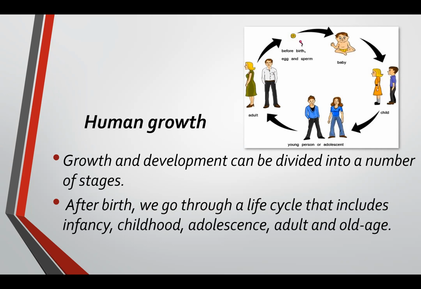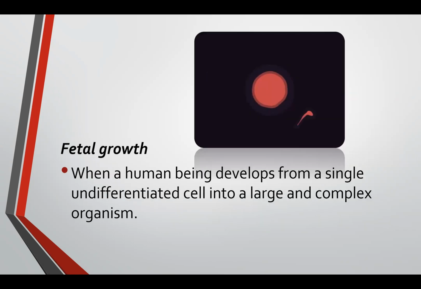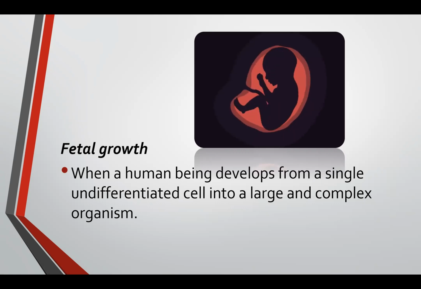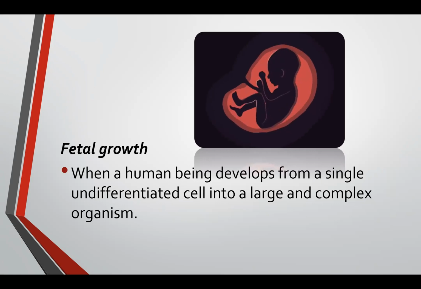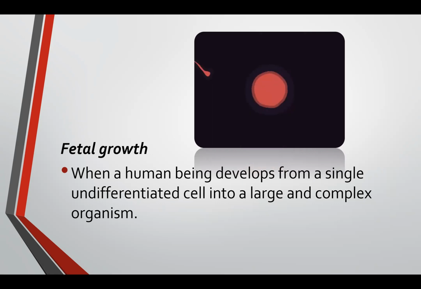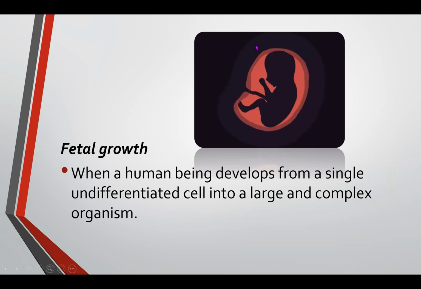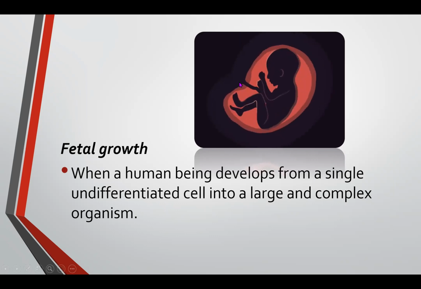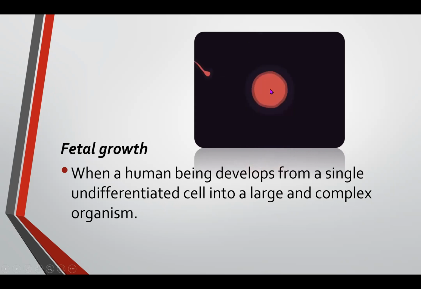Okay, human growth. The first one is on page 10, students, page 10. When the sperm cells and the egg cells are combined, they form a zygote or the embryo. This happens inside the reproductive system of a female, or your mother. And the fetus is grown inside the uterus. So this is the fetal growth.